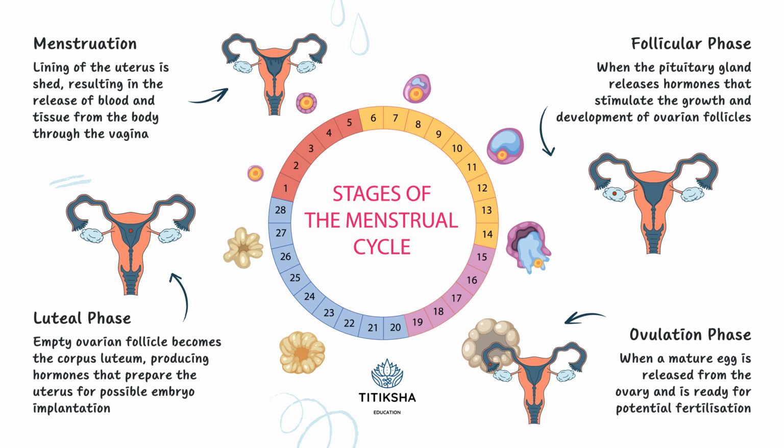Ovulation. When a mature egg is released from the ovary and is ready for potential fertilization. Luteal phase. Empty ovarian follicle becomes the corpus luteum, producing hormones that prepare the uterus for possible embryo implantation.